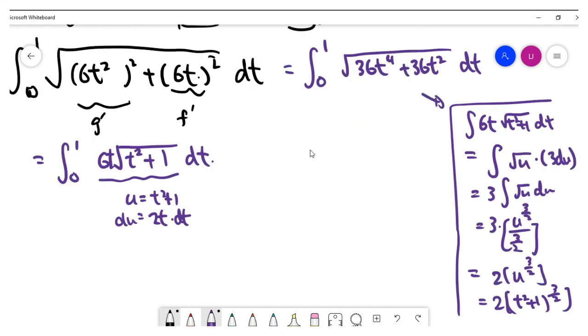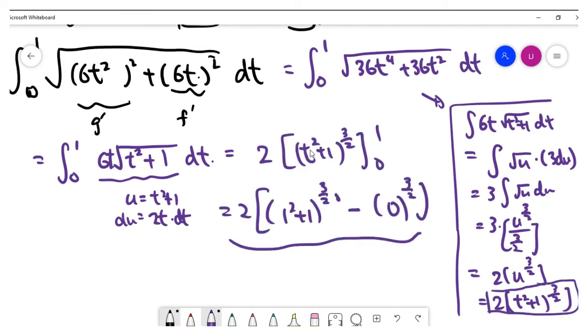So please look at the purple box on the bottom right-hand corner. If you use the u substitution successfully, you should be getting an antiderivative like this at the end. So at the end, that's basically the final answer to the arc length of this curve from t equals 0 to t equals 1. And that's the end of this video.